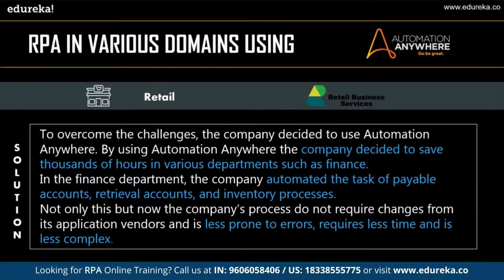By using Automation Anywhere, the company decided to save thousands of hours in various departments such as finance. In the finance department, the company automated the tasks of accounts payable, accounts receivable, and inventory processes. Not only this, but now the company's processes do not require changes from its application vendors, are less prone to errors, require less time, and are much less complex.